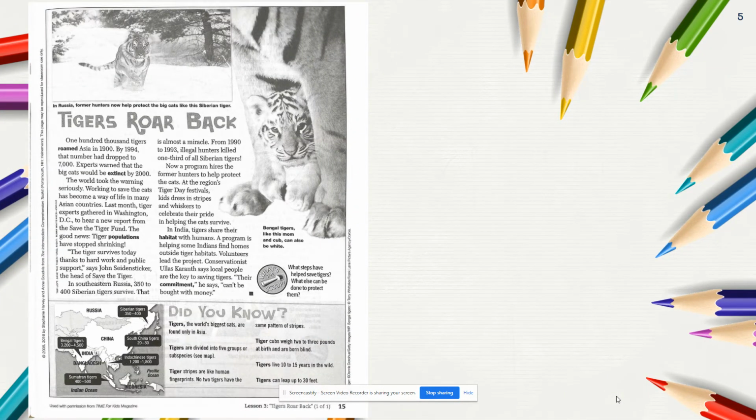Readers, I want to show you again how to pare down information and come up with the bigger picture or gist of the text you're reading. Today we will be reading the article titled Tigers Roar Back. Listen and follow along as I read the first two paragraphs.